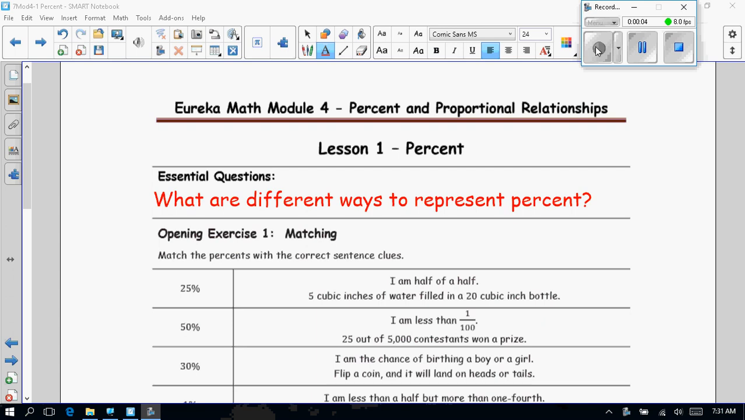We are finally in Module 4, Lesson 1. I'm on page 2, and we're talking about percents in this unit. We're going to start off with talking about different ways that we can represent percents. You'll see this opening exercise. This lesson should be pretty short, so hopefully it's a lot of review for you guys.